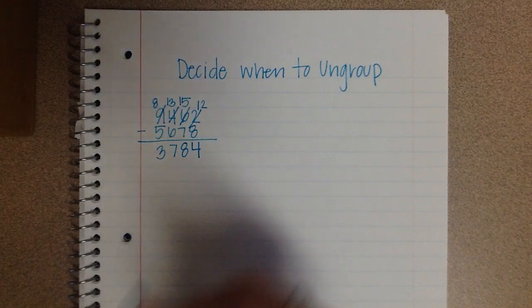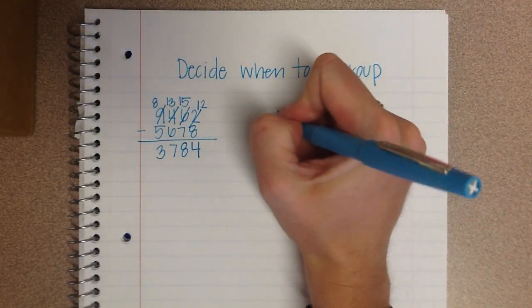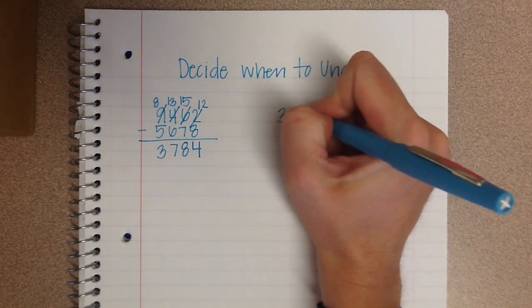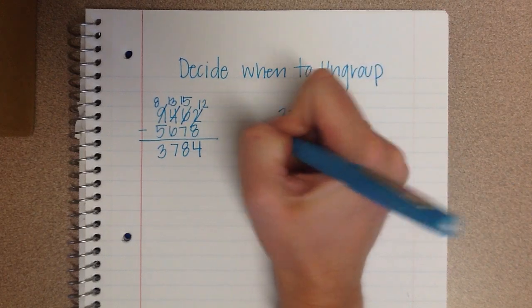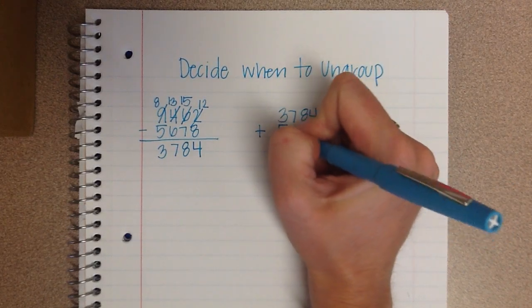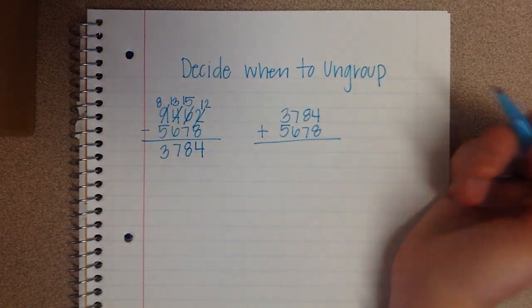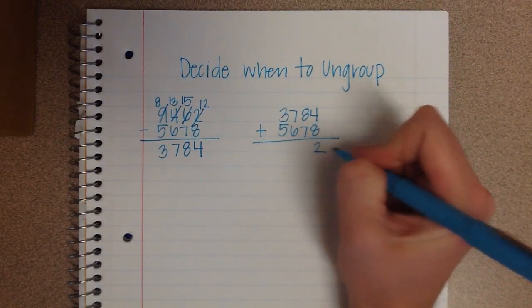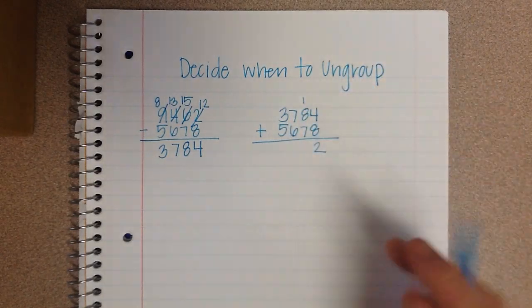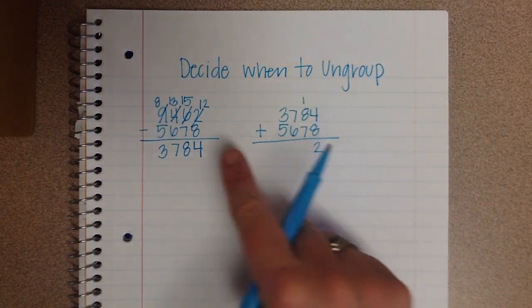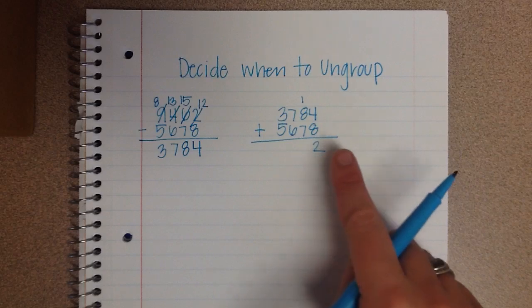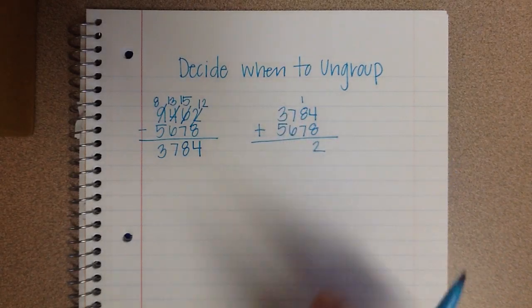So I'm going to go ahead and check. I'm going to do 3,784 plus 5,678. 4 plus 8 equals 12. Carry my 1. Now, make sure when you are carrying a number, you go to the digit to the left, up and to the left.